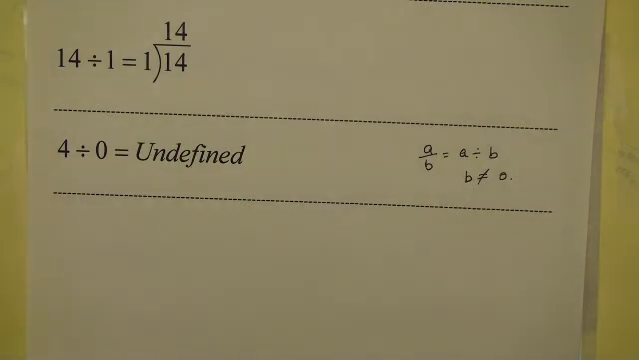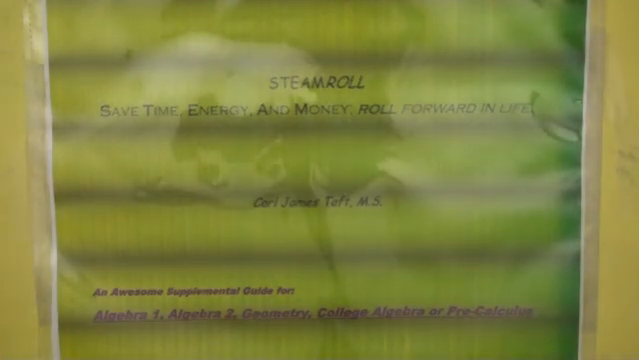Negative 71 divided by 0 would also be undefined. Alright? So these are the basic concepts of division.